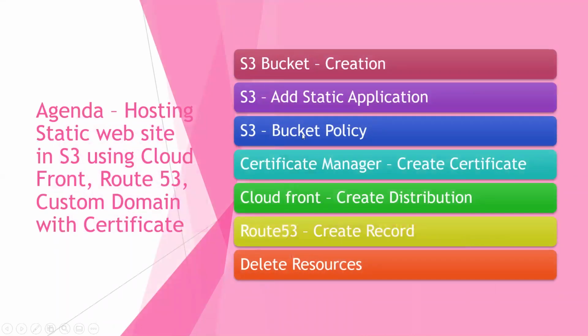Agenda for this POC is first we will create the S3 bucket, then we will add a static application, modify the bucket, and create the bucket policies. And in Certificate Manager, we need to create the certificate. And in CloudFront, we will create the distribution. After that, we will create the record for that distribution in Route 53. And we will test the static website using HTTPS.